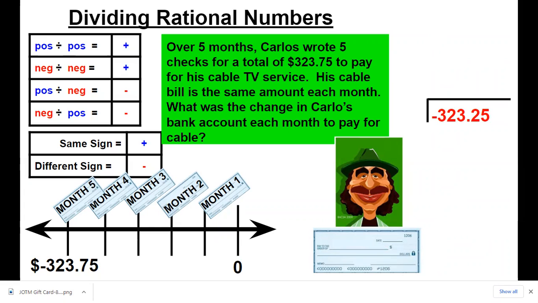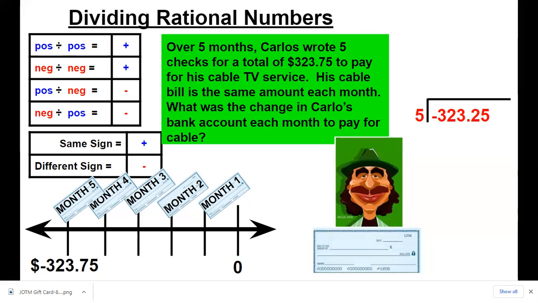Let's see if my answer comes out right. And I'm saying it's negative because he's writing checks. He's taking money out of his account. It's not to his benefit, it's to his detriment. And we're dividing it into 5 equal checks.